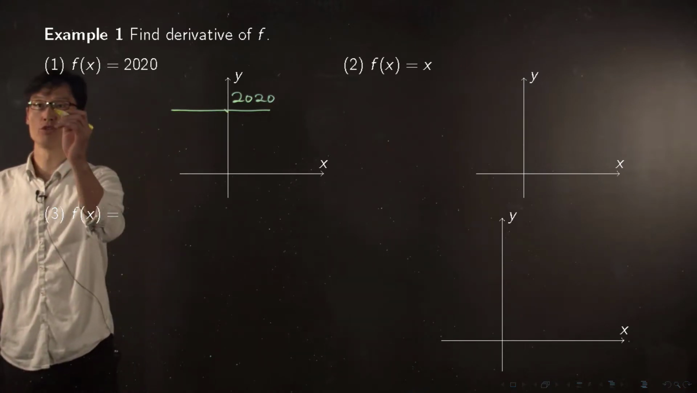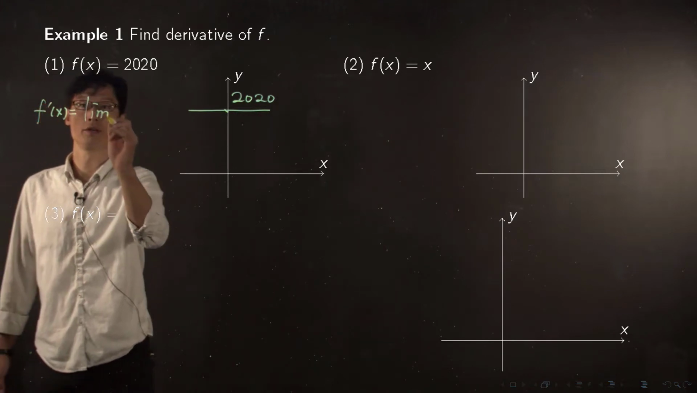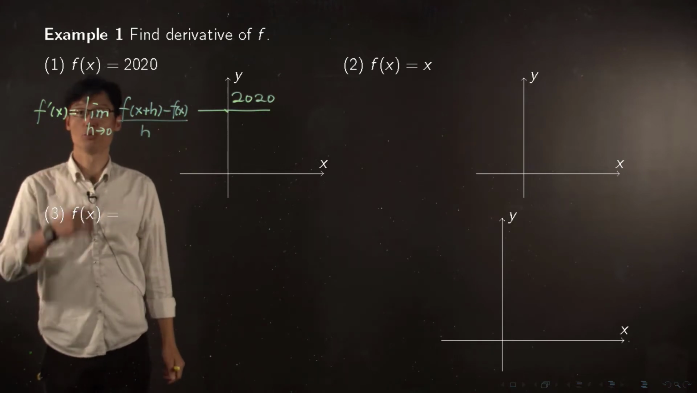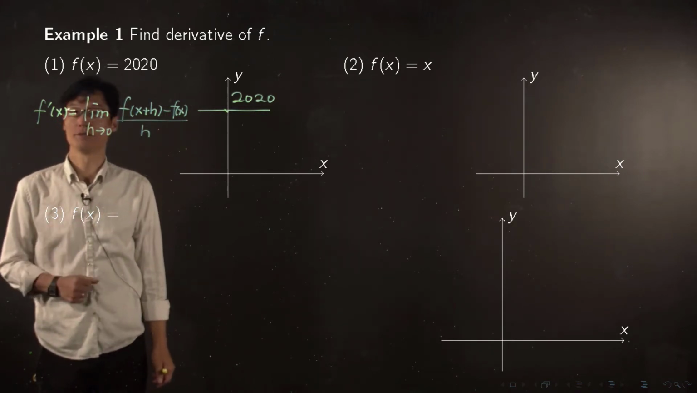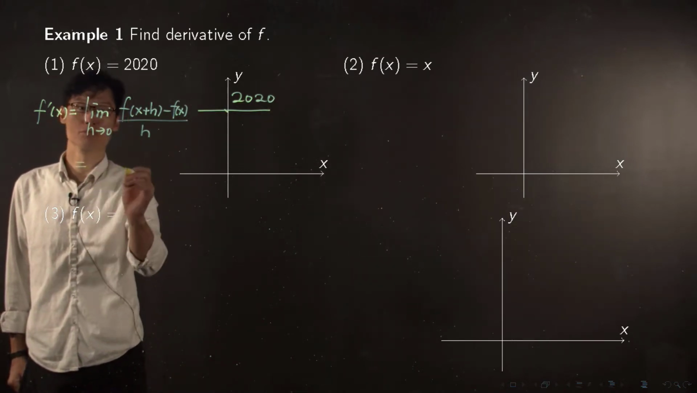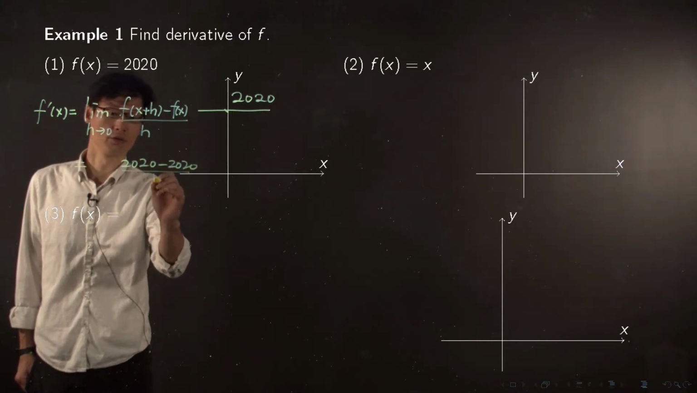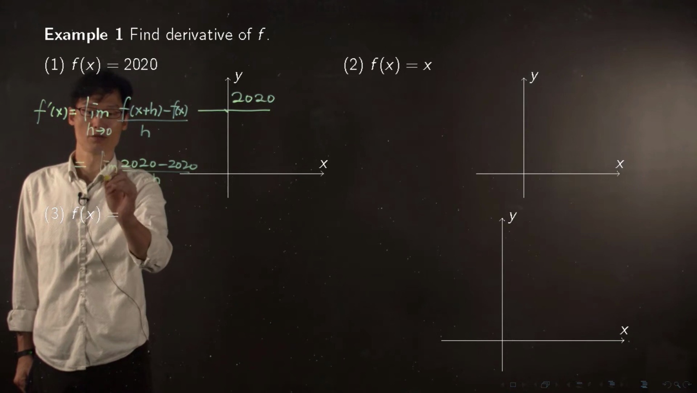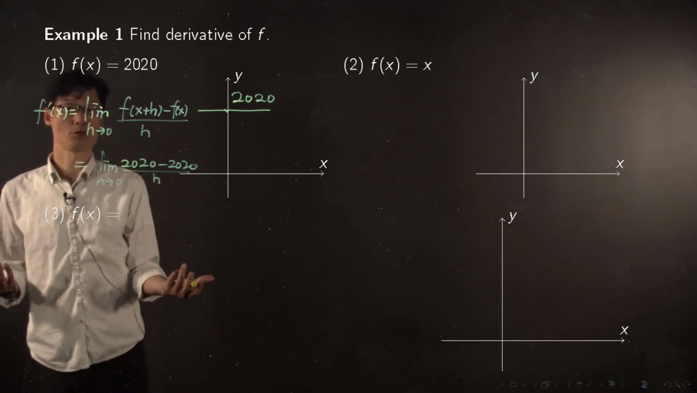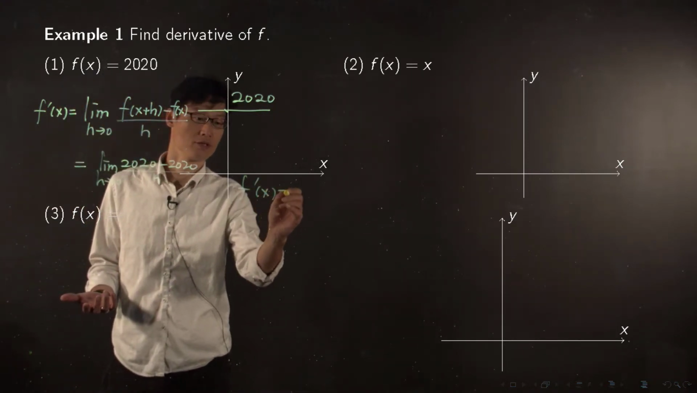So by definition, f prime is limit of... So by definition, you want to take this limit. But our function is constant. So this numerator becomes 2020 minus 2020 over h. So numerator is already 0. So f prime is already 0. So f prime is 0.